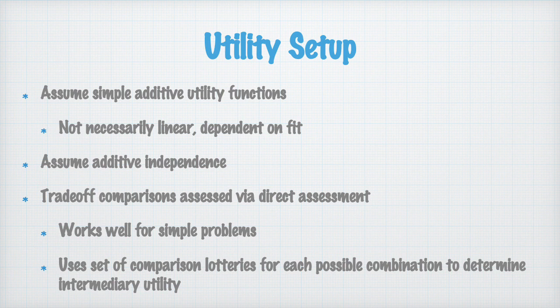In terms of setting up our utility function, there are several assumptions that we want to identify up front. We will be assuming simple additive utility functions, and we are not necessarily assuming linear. It will come down to the best fit based upon the utility values that we define. We will be assuming additive independence, and the trade-off comparisons will be assessed via direct assessment. This is typically a good approach for simple problems, and we'll be using a set of comparison lotteries for each possible combination in order to determine what the intermediary utility value should be.